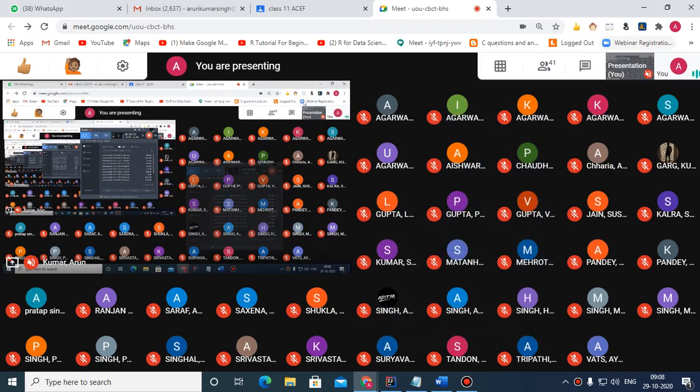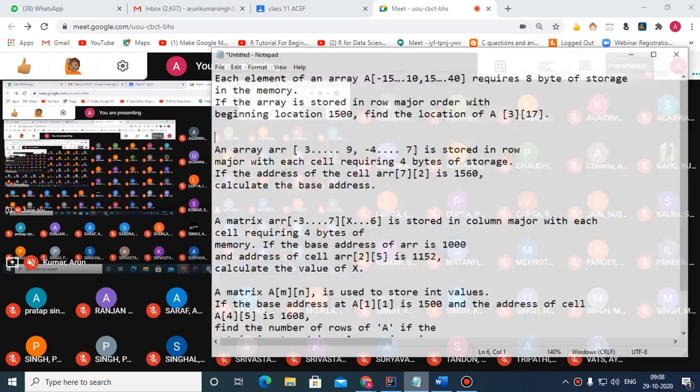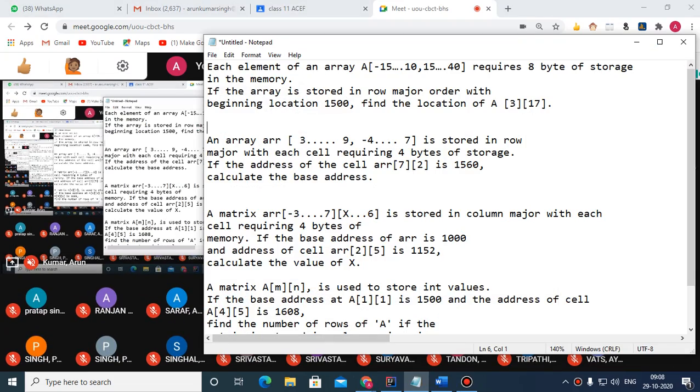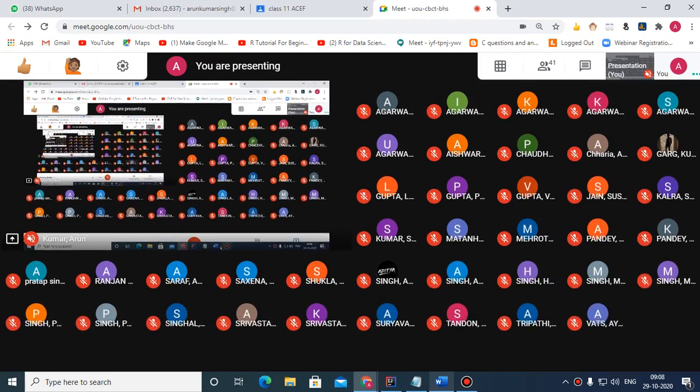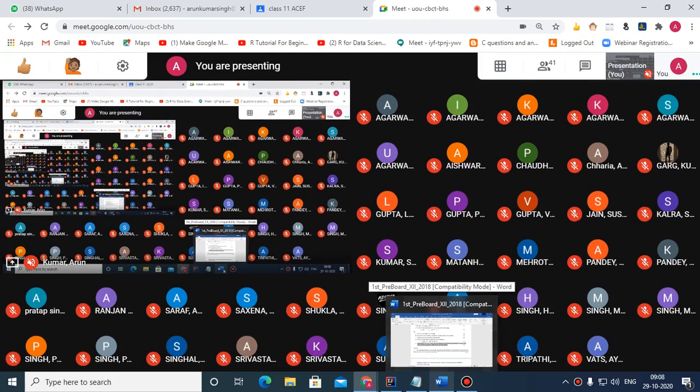And I hope that anybody who already knows what address calculation is, class 11th. Okay.